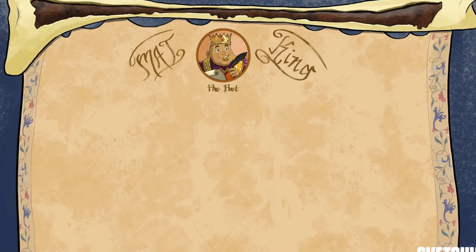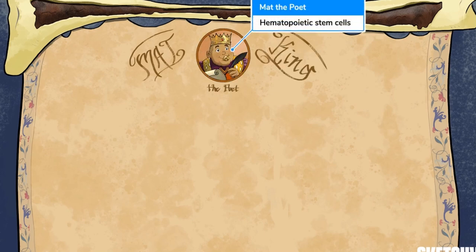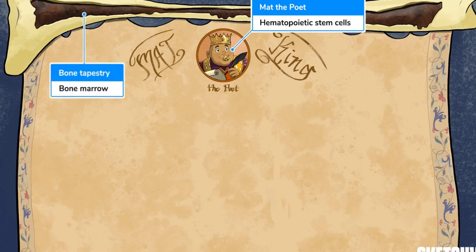That's right, it's Matt the Poet King, and he represents hematopoietic stem cells. Now, you'll notice he looks like a baby, and that's because he represents sort of the very infantile stages of these cells, right? Every other cell will develop and mature from this hematopoietic stem cell. So these hematopoietic stem cells are immature, undifferentiated cells, and they're produced in the bone marrow, hence why our tapestry here is hanging from this bone.